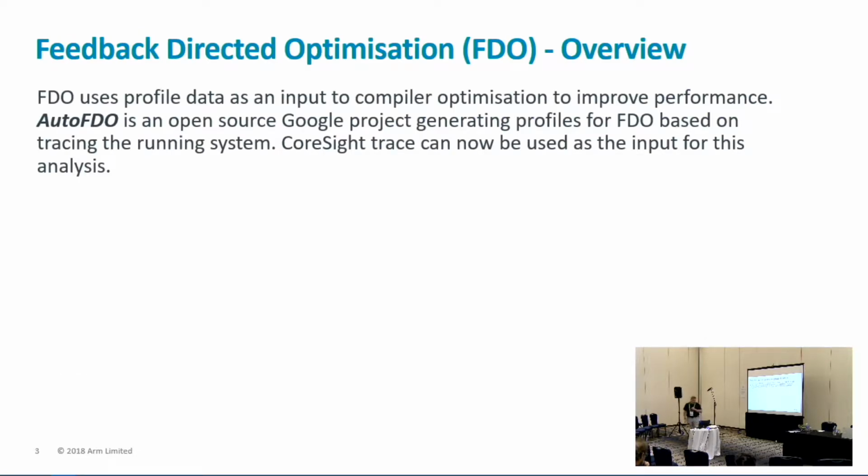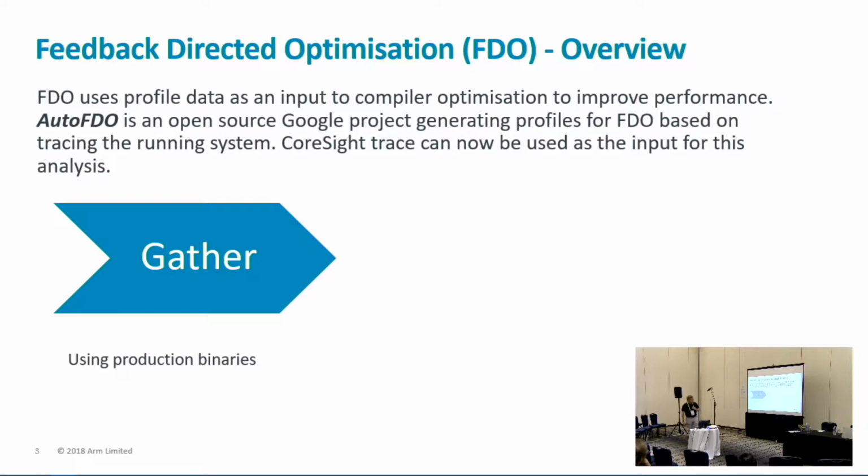So first of all, FDO, or feedback directed optimization. As I said, this is primarily a method of profiling an application and using that profile to better optimize the application. AutoFDO is actually an open source Google project which automates some of this and generates profiles that can be based on tracing a running system. It was originally used with Intel PT and branch targets, but we've now adapted it so we can use CoreSight as the input for the analysis.